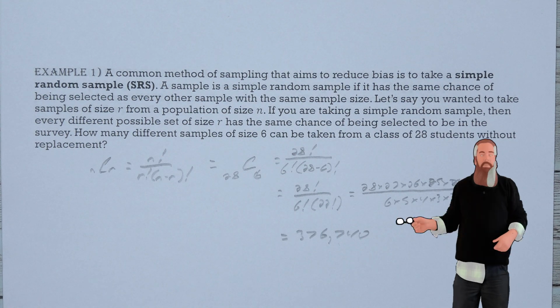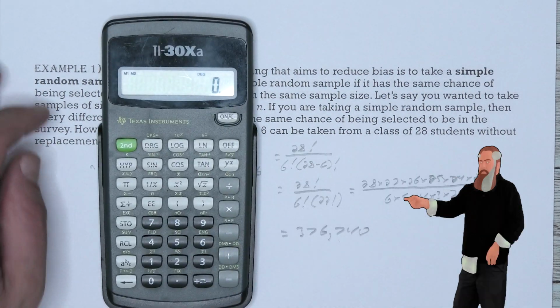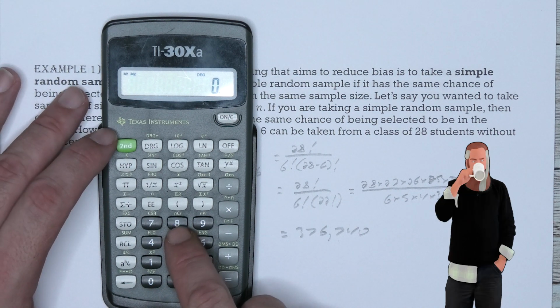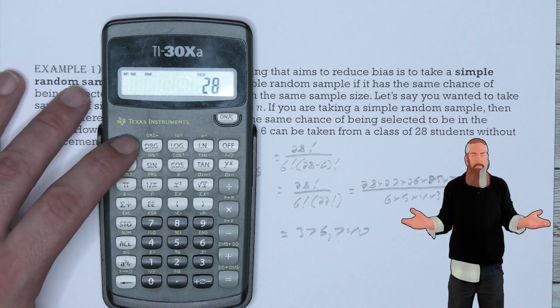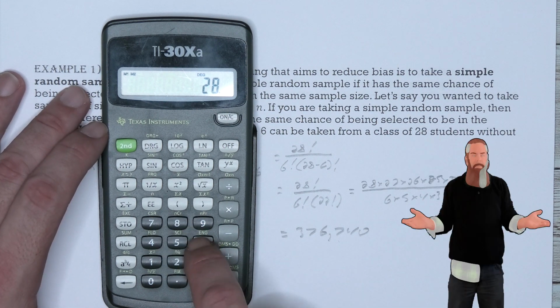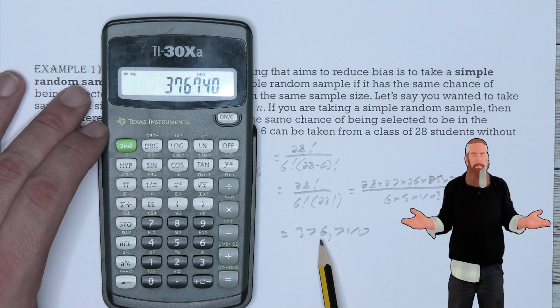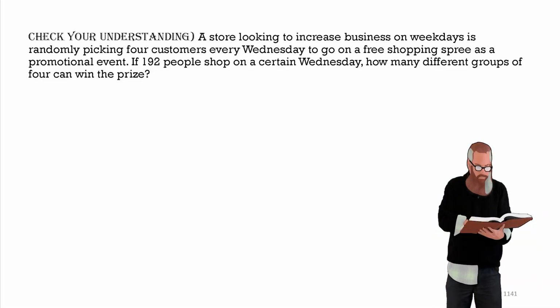Look for the nCr command on your calculator and learn how to use it. On a TI-30XA, we can see the nCr is located above the 8. What we're going to do is 28, second, hit the nCr, 6, and hit equals. And we can get the 376,740. Let's check our understanding.